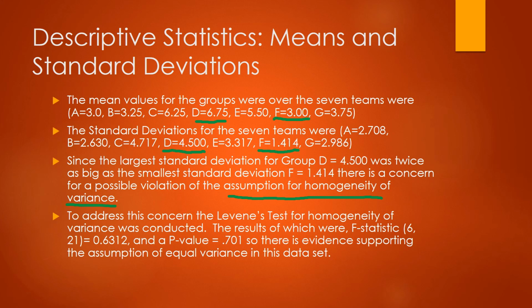And so to address this concern, I used Levene's test for the homogeneity of variance, and it returns an F statistic with degrees of freedom 6 and 21, and that F statistic was 0.6321. Its p-value was 0.701. So in this particular instance, there is evidence that supports the assumption of equal variance for this data set.